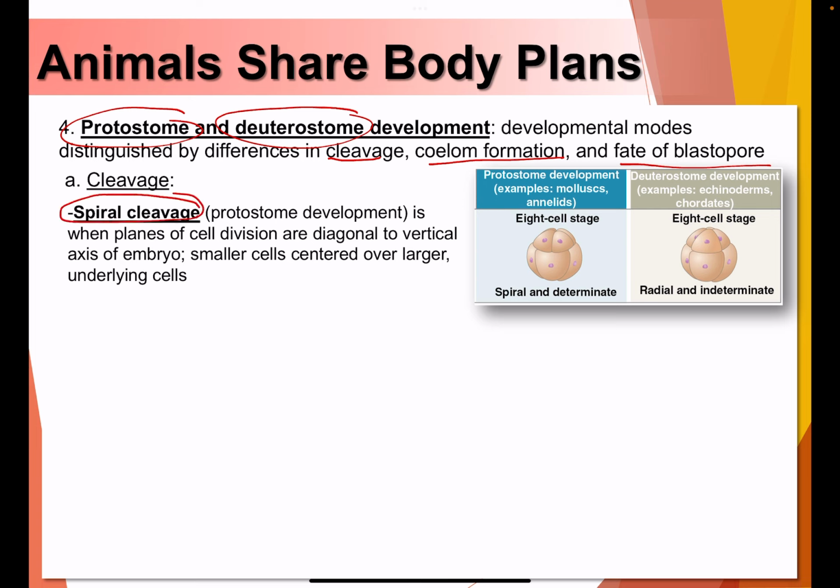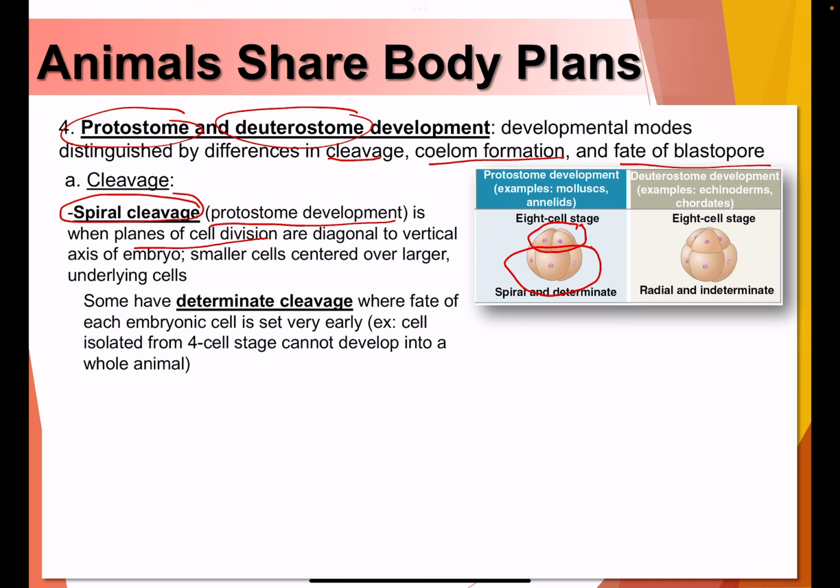Spiral cleavage is what protostome development goes with. It is where the planes of cell division are diagonal to the axis of the embryo. So the smaller cells actually center over larger underlying cells. They're not even-sized cells, and they are not directly on top of each other where they're aligned perfectly with each other.